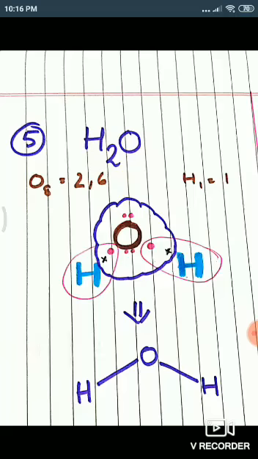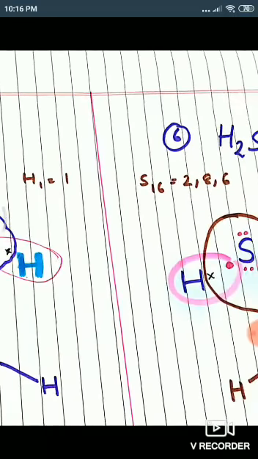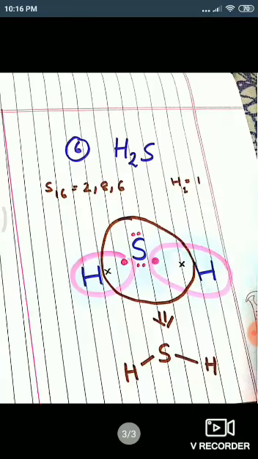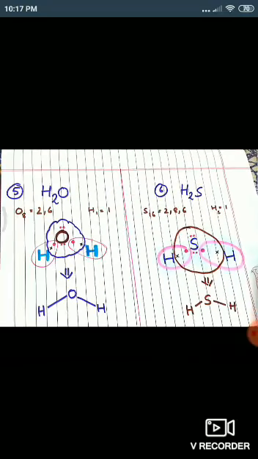Now for your homework, you have to draw the electron dot structure of H2S. I have given it here, but please don't copy it from here. First try it out yourself and then check whether you have done it correctly or not.